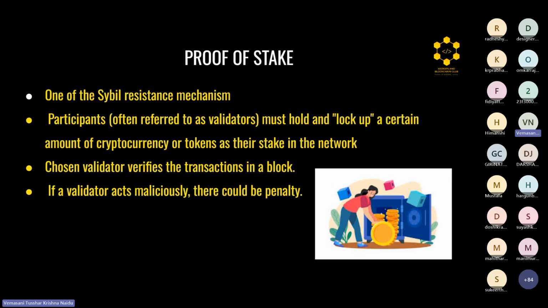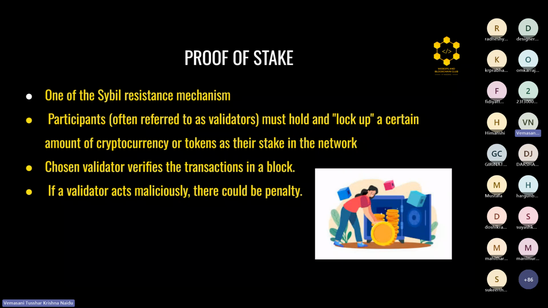Here, participants known as validators lock up a certain amount of cryptocurrency tokens as their stake in the network. One validator is chosen, not actually randomly. The one who has put up more stake into the blockchain has more chances to get chosen. He validates the block, mines the block, and publishes it to the network. And other nodes just validate it.